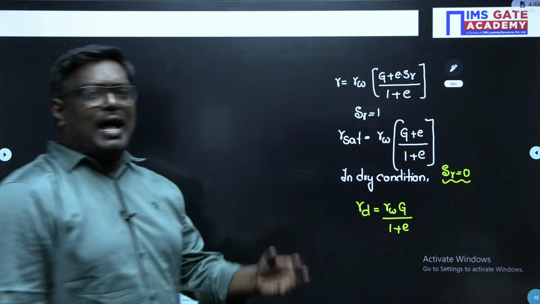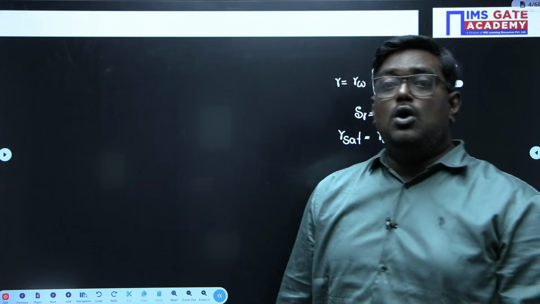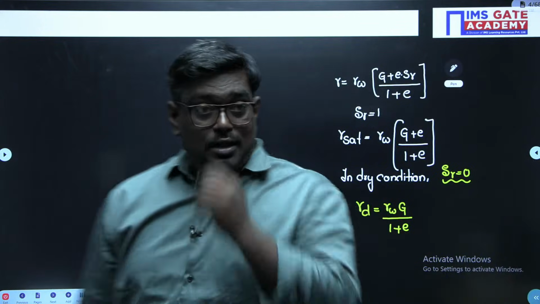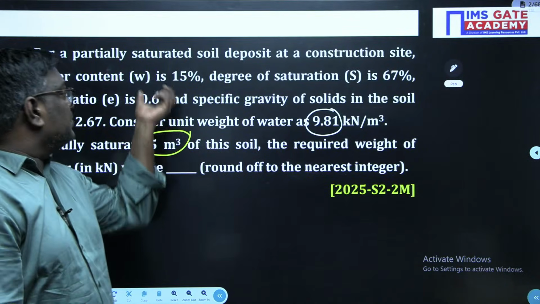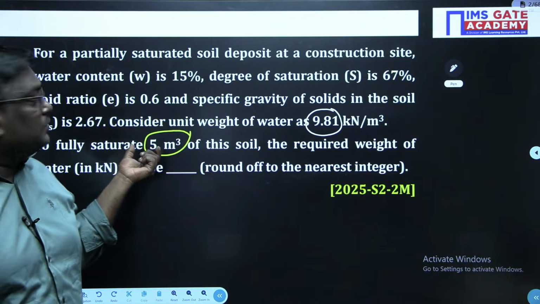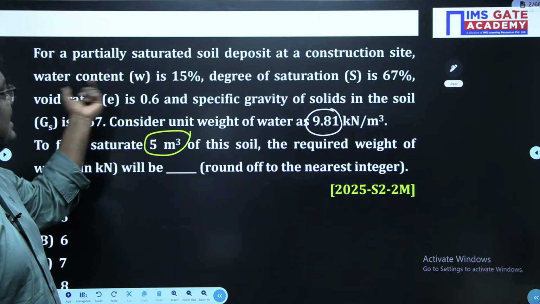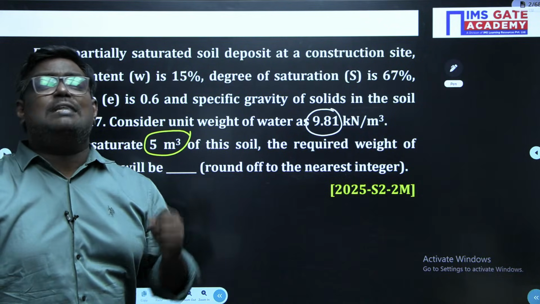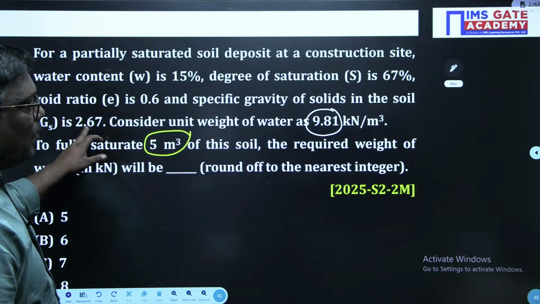Now, in this problem, it is a GATE 25 question. We have to solve it. What is the given data? Here, my dear students, the specific gravity is given as 2.67, and the initial water content is given as 15%.